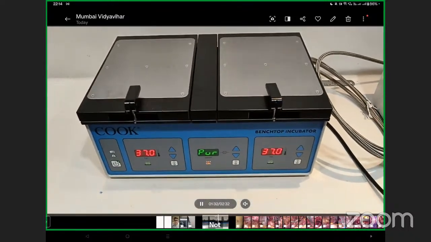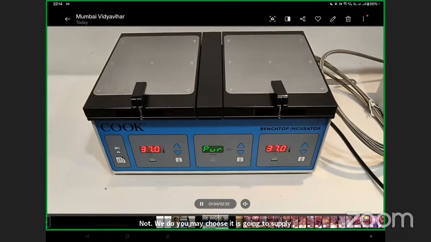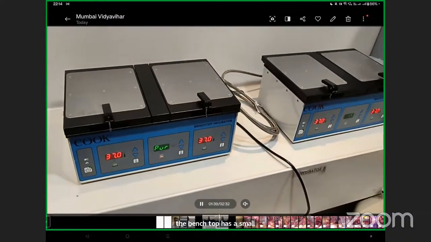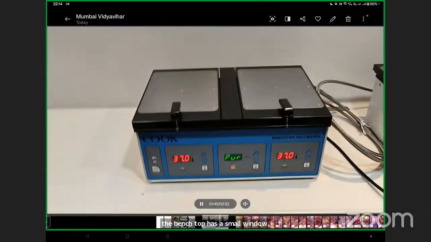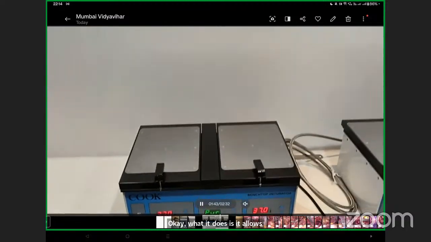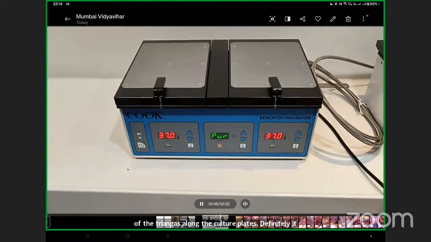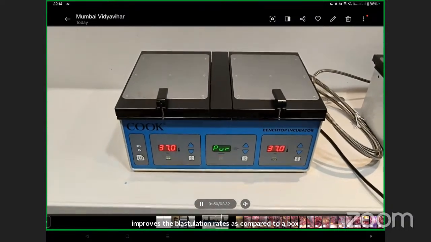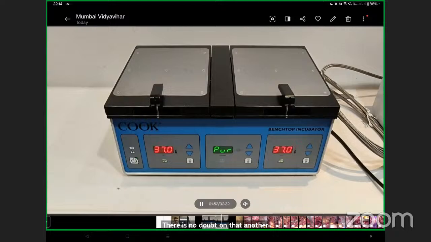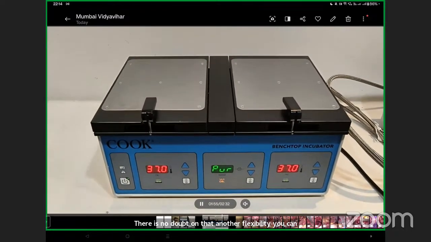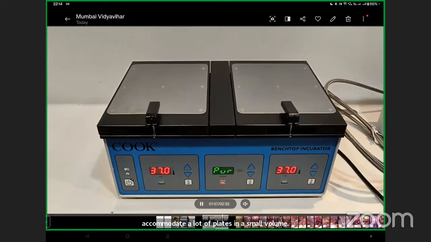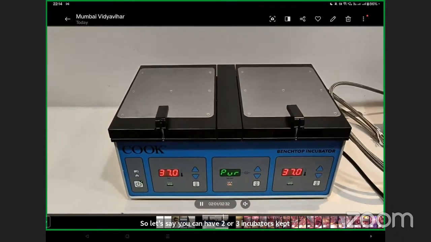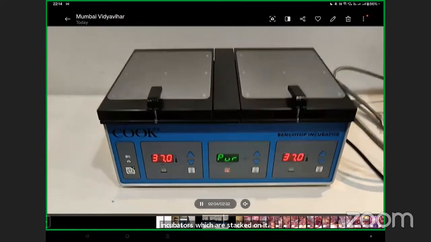The advantage with this is because the bench top has a small window, it allows a beautiful concentration of the trigas along the culture plates. Definitely, it improves the blastulation rates as compared to a box type incubator. There is no doubt on that. Another flexibility is you can accommodate a lot of plates in a small volume. So let's say you can have 2 or 3 incubators kept parallel to each other, and then you can have a set of incubators stacked on it. This is the great advantage of using a benchtop incubator.